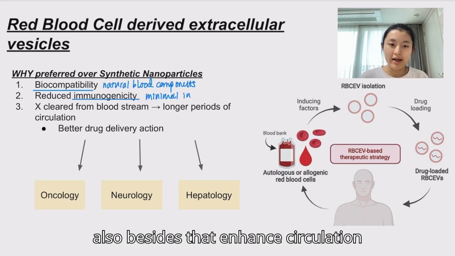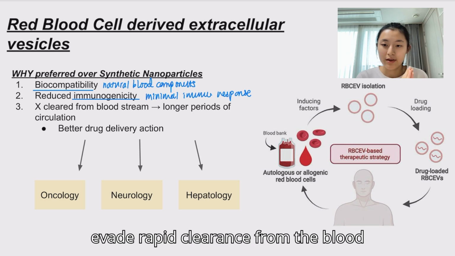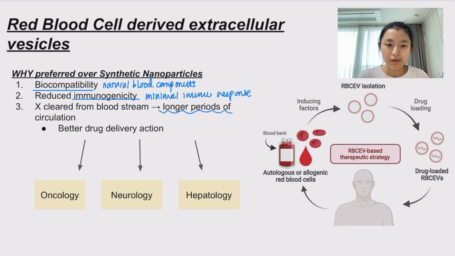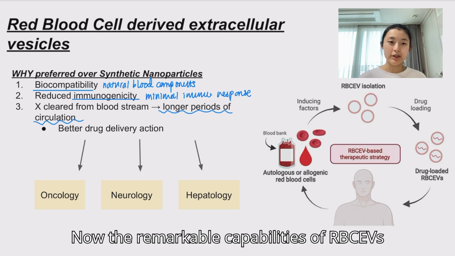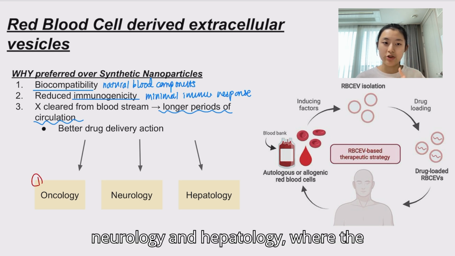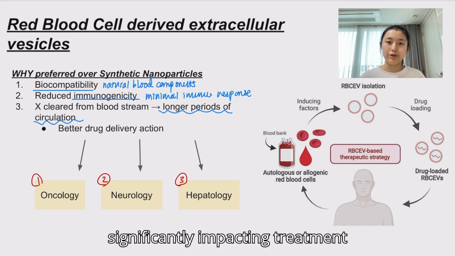Besides that, there is enhanced circulation half-life. RBCEVs naturally evade rapid clearance from the blood system, which allows for a prolonged drug action. The remarkable capabilities of RBCEVs are currently being explored in various medical fields, including oncology, neurology, and hepatology, where the targeted delivery mechanisms are significantly impacting treatment paradigms.